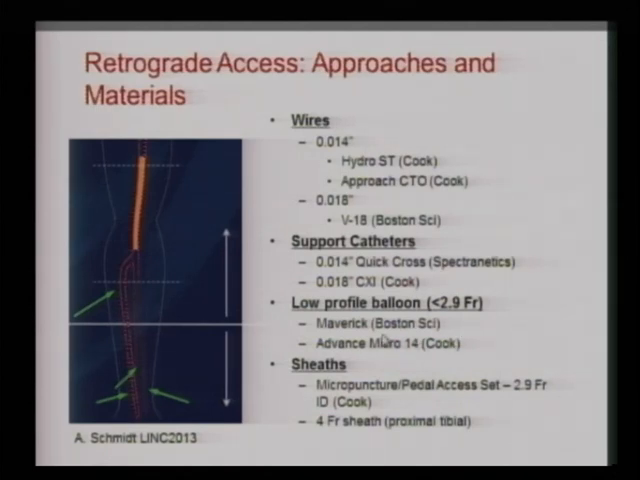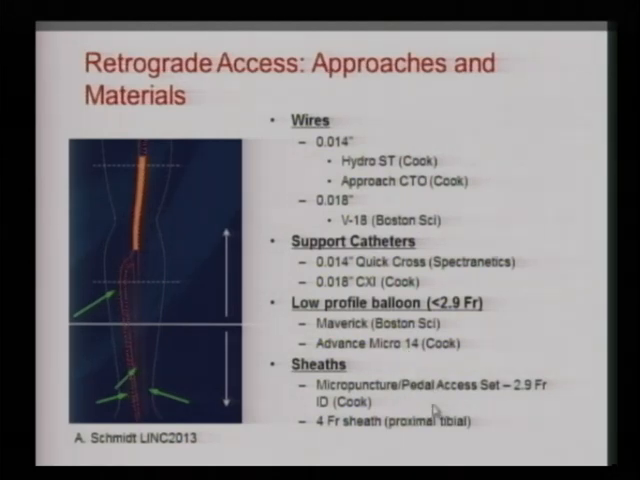You can actually introduce low-profile balloons through a direct retrograde access. You want them to be less than 2.9 or 3 French. I found some of the coronary balloons, like I've used the Maverick balloon, and there's a new balloon from Cook, the Advanced Micro 14 balloon, that are very low profile and can be introduced directly via these retrograde approaches.